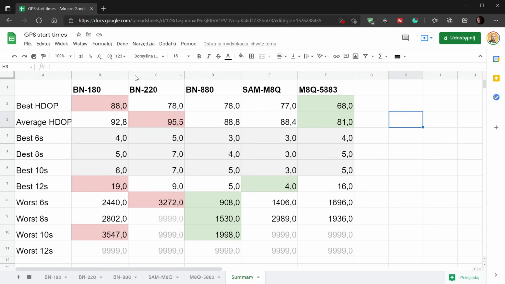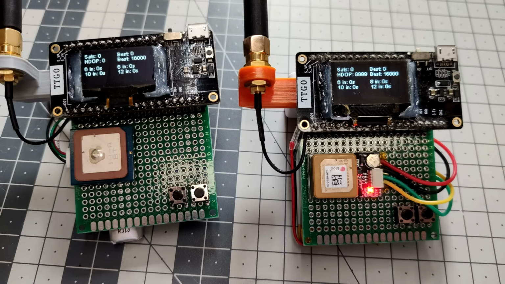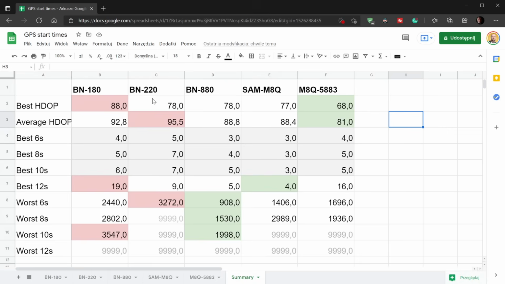As I mentioned already, I have tested Beitian BN-180, Beitian BN-220, Beitian BN-880, Matek SAM-M8Q and Matek M8Q-5883. I have picked the units completely at random. I have a full stack of different GPS modules and I just picked five different modules, soldered them to two different measurement units and let them run.